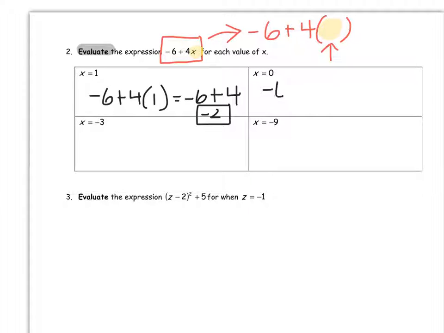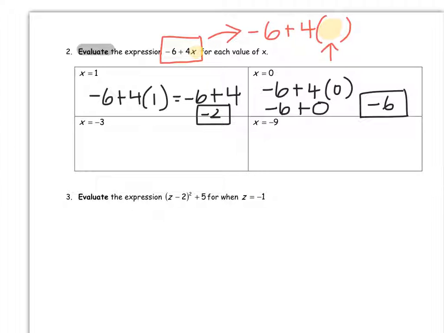All right, my next one says x equals 0, which means replace the x with 0. Let's do this. Negative 6 plus 4. Instead of writing x, I'm going to write 0 in parentheses. So that is negative 6 plus, this is a nice and easy one. 4 times 0 is just 0. Negative 6 plus 0 is negative 6. Put that in a box. Final answer.